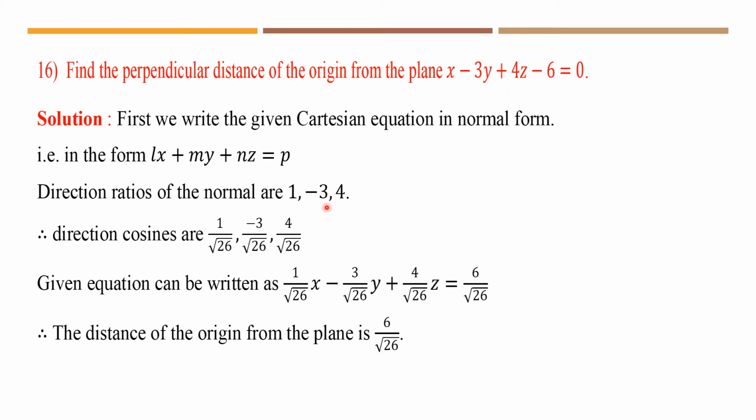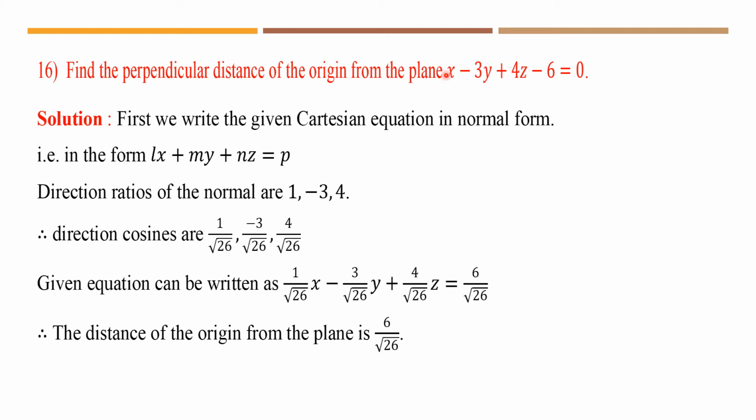From this equation, we know that the direction ratios of the normal are 1, minus 3 and 4. Here are the direction ratios, we find the direction cosines. Direction cosines: root of 1 square plus minus 3 square plus 4 square, equal to root of 1 plus 9 plus 16, equal to root of 26. Hence the direction cosines are 1 divided by root of 26, minus 3 divided by root of 26, 4 divided by root of 26.